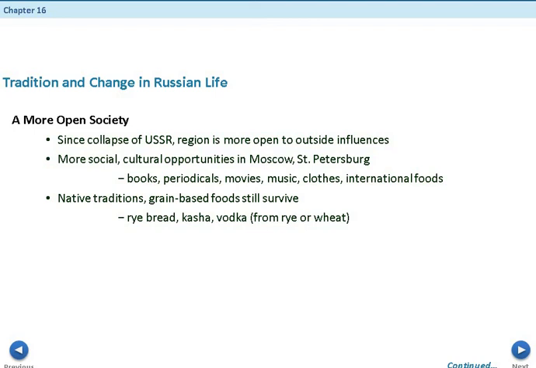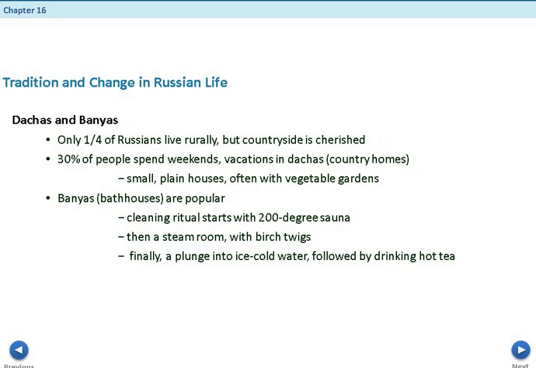You're also going to see native traditions of the food around there: rye bread, kasha, vodka. Those are going to be things that are grown in Russia that they become very accustomed to. Last but not least, the last slide is going to talk about some of the traditions that are going around today.